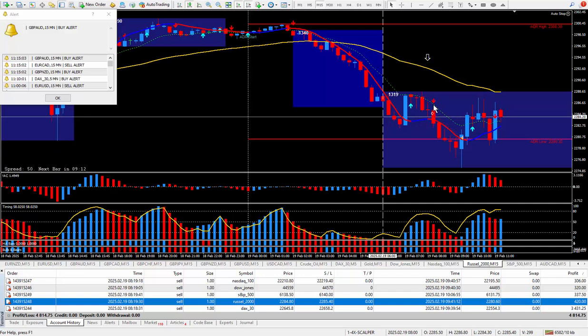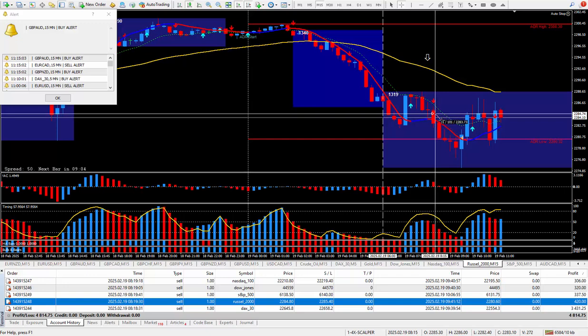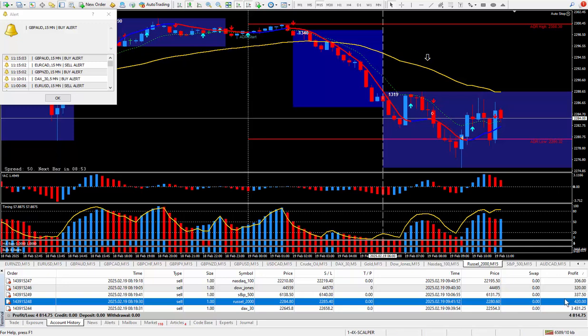Got the signal from the super signal arrows. And so now we're looking for, should have got out at the bottom, but that would have been 93, and I'm glad I got out, locking in those 42 ticks, and that paid out $420.